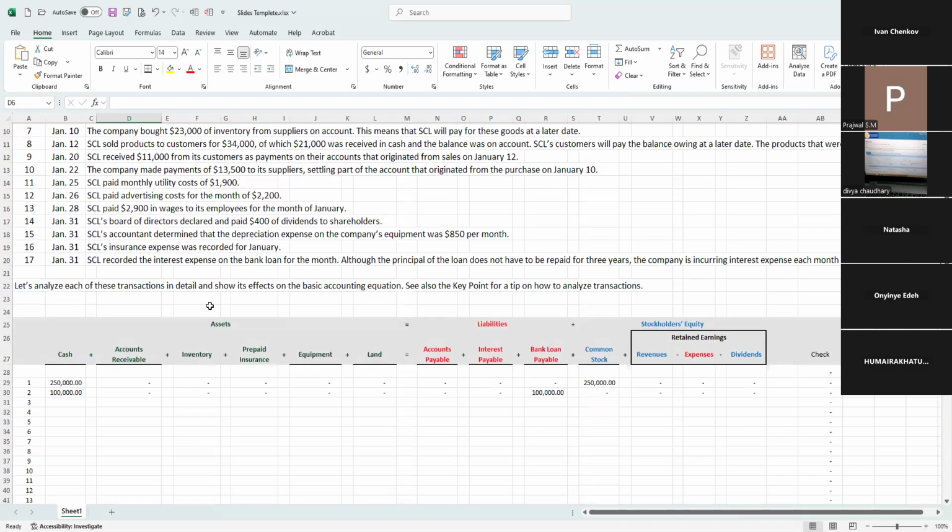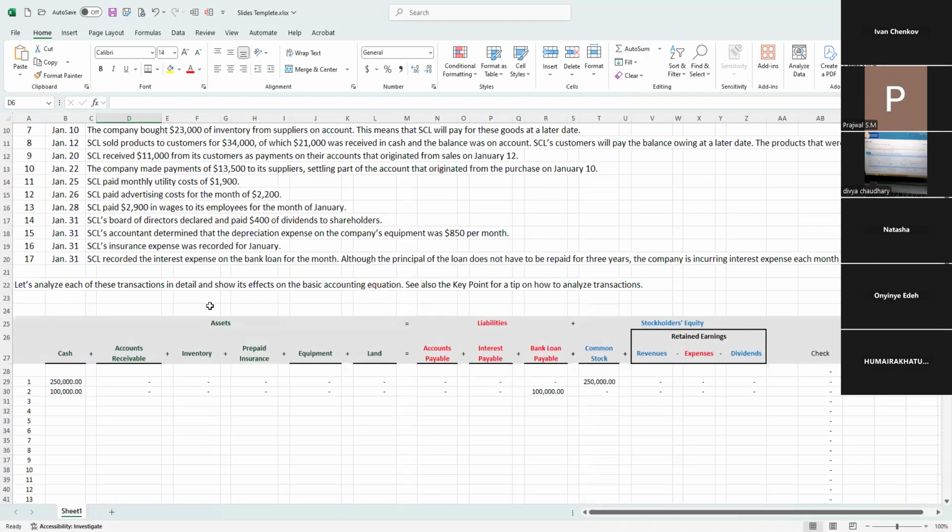What will be the rent for us? Is it gonna be an asset, liability or expense? Expenses. Right? It will be expenses. So how much cash are we gonna pay? $1,100. What's gonna happen with our cash? Is it gonna go up or go down? It's going to go down. So let's go down.